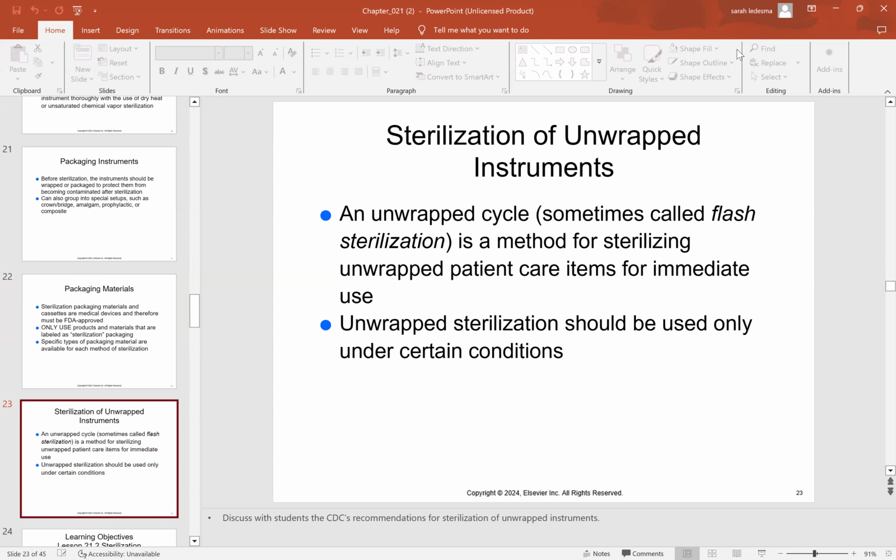An unwrapped cycle, sometimes called a flash sterilization, is a method for sterilizing unwrapped patient care items for immediate use. Unwrapped sterilization should only be used under certain conditions.